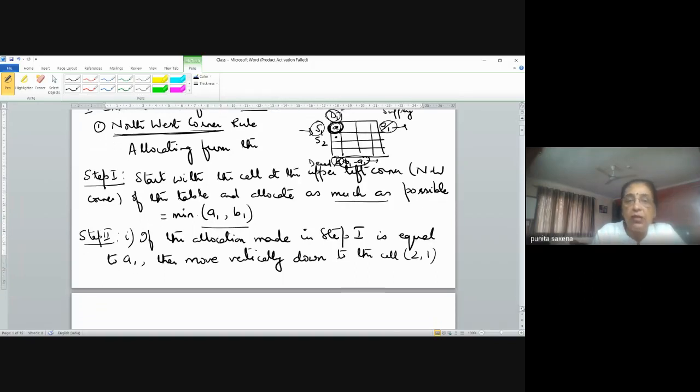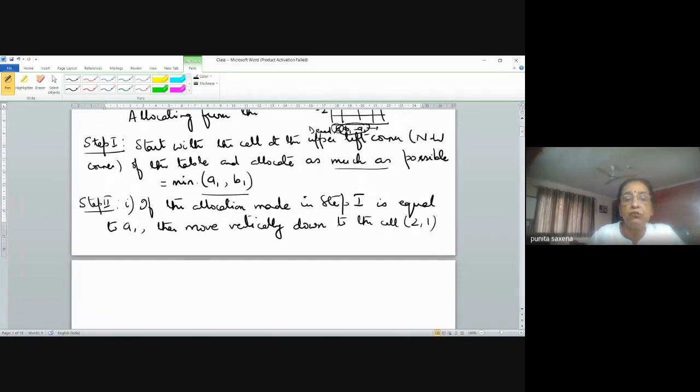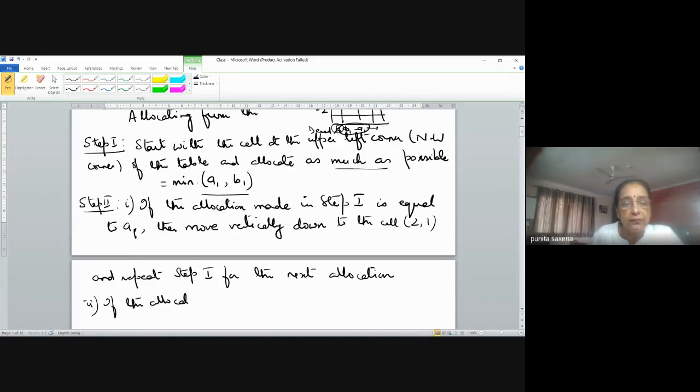That means we'll now allocate the minimum of A2 and B1. Okay, and repeat step 1 for the next allocation. But this was when the allocation made in step 1 was equal to A1, right? What if this is equal to B1? So we say if the allocation made in step 1 is equal to B1, okay? Now, what will happen in that case?